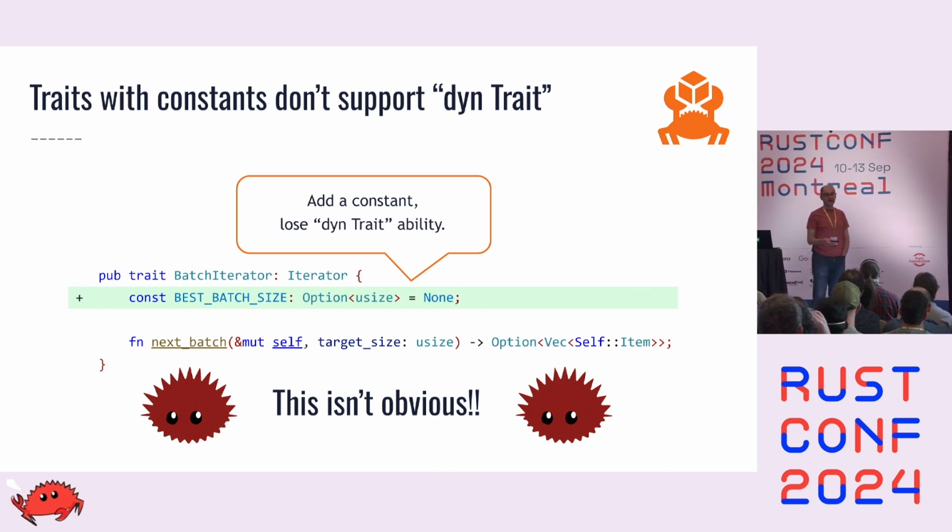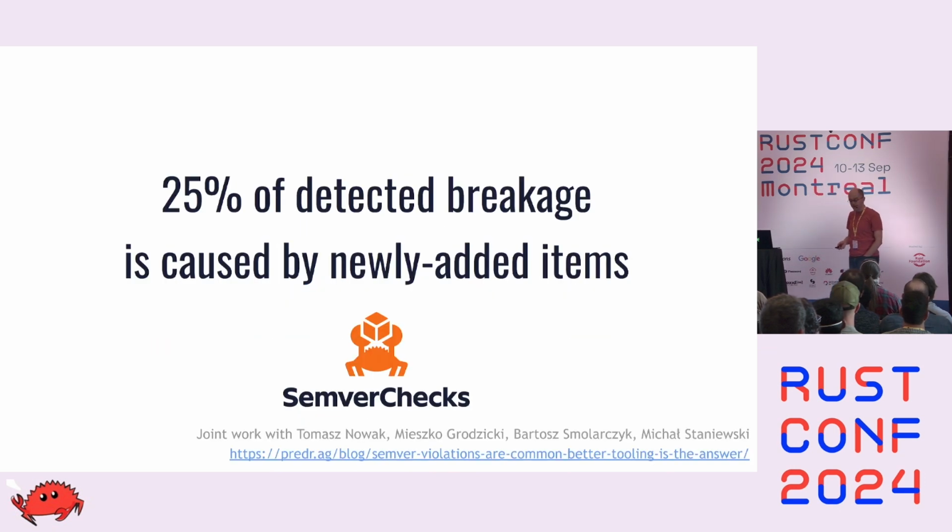The problem here is not just that we broke dyn trait. The problem was that this was not an intentional decision. We were considering adding an associated constant for very reasonable reasons. We were being very careful about it, but at no point was there a decision point where we could have said, aha, are we going to break dyn trait? No, that just was not on our radar at all. And this is how accidental breakage happens in the real world. This isn't obvious. And more than 25% of the detected breakage in our study was some kind of item being added and that causing an accidental breaking change downstream.